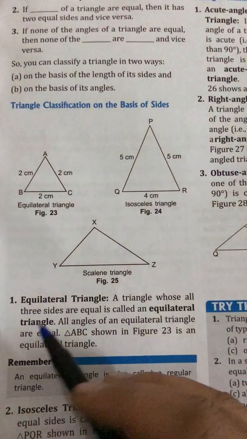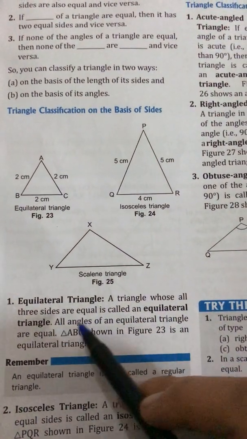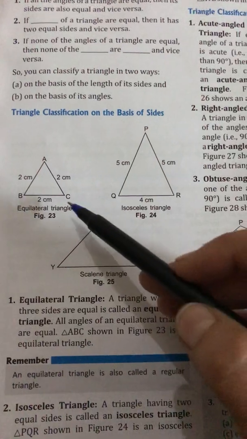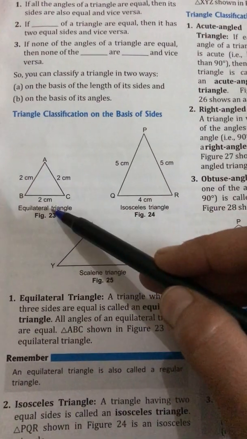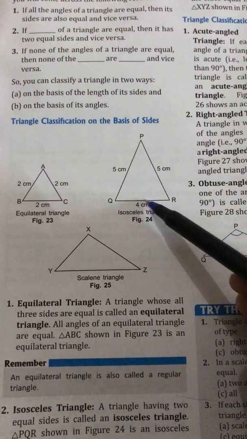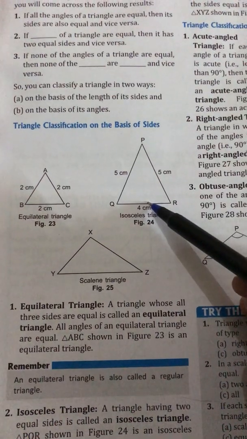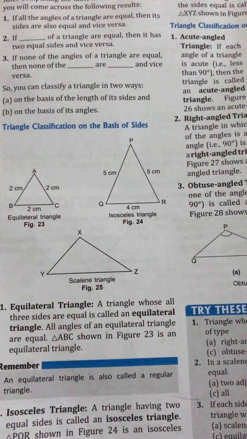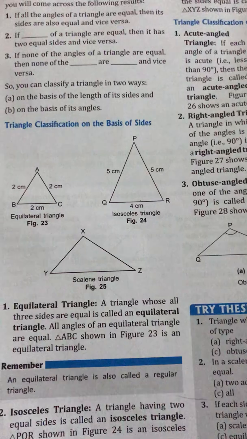First is the equilateral triangle, a triangle whose sides are all equal. Suppose the sides are 5, 5, 5, then it is an equilateral triangle, in which all the lengths of the sides are equal.